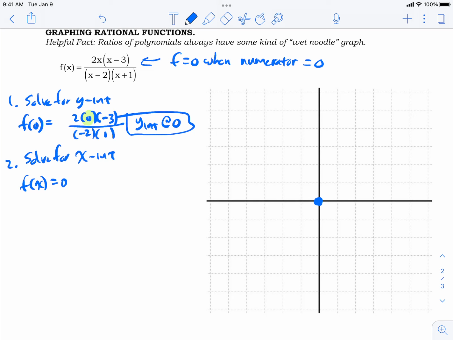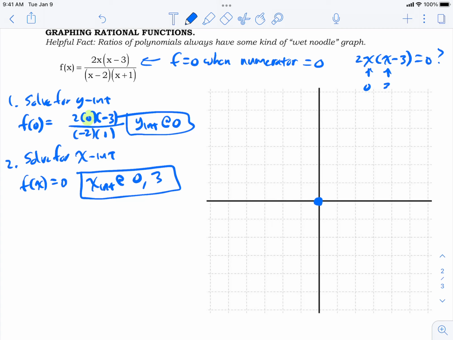And it's already in factored form. What could be better? When does this equal 0 is the question. Well, there's two answers. Either x is 0, so we have x-intercepts at 0, or you could put in a 3. We have two x-intercepts at 0 and 3. Of course, we knew x equals 0 was an intercept, but now we know there's another x-intercept right there. X equals 3. Cool.